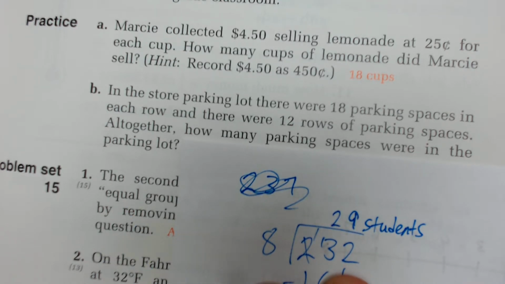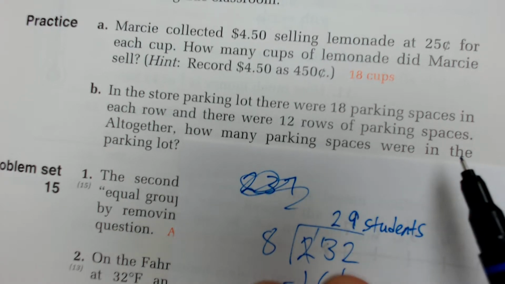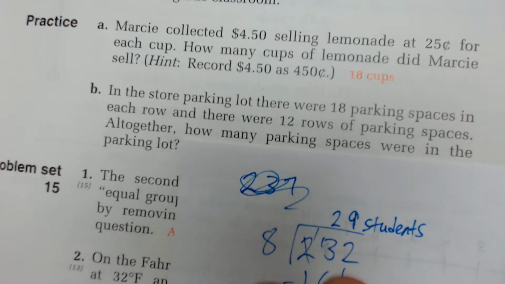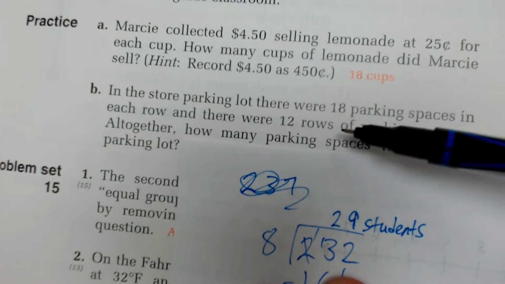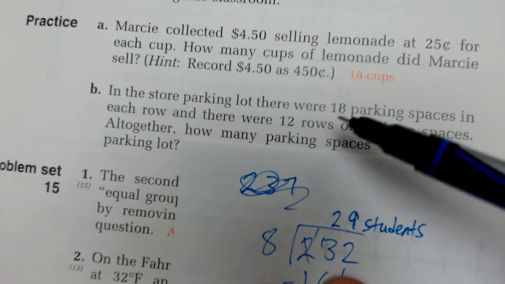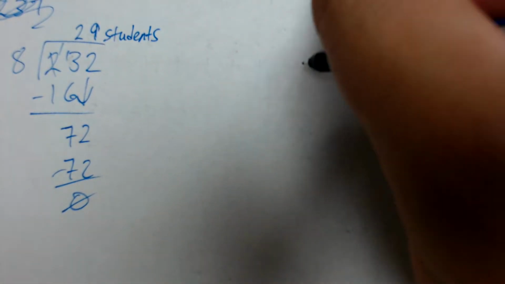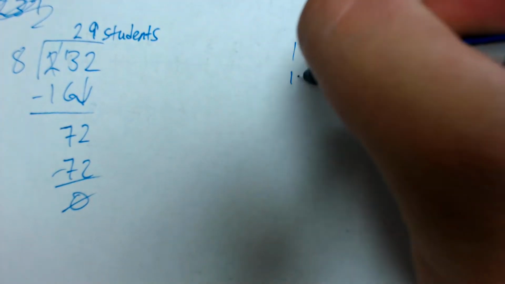So here I do not have the total amount, which means I'm going to have to use multiplication. I have 18 parking spaces in each row, and I have 12 rows. So I'm going to multiply the number of parking spaces in each row by the number of rows. So this will be 18 times 12. So we just set up our multiplication algorithm.